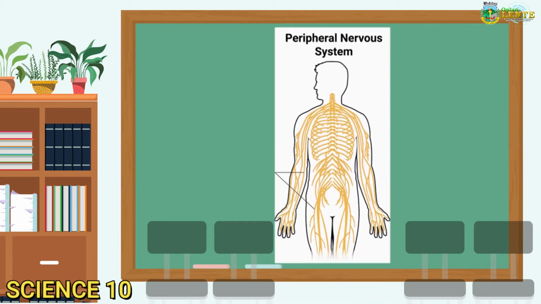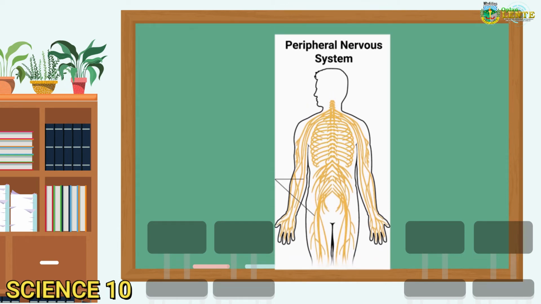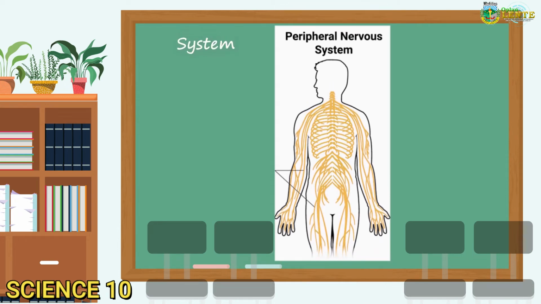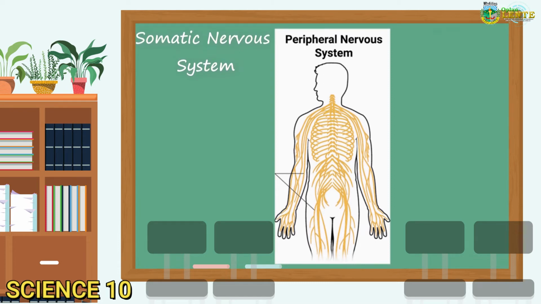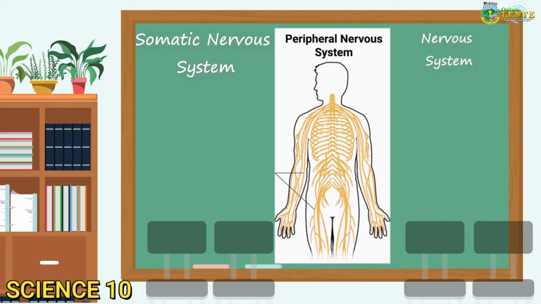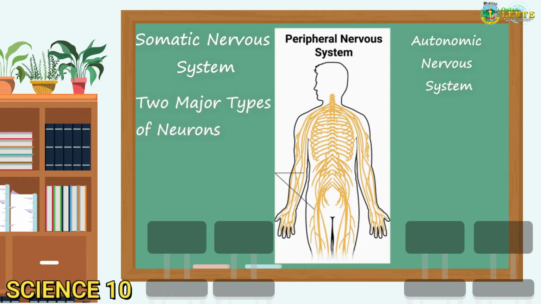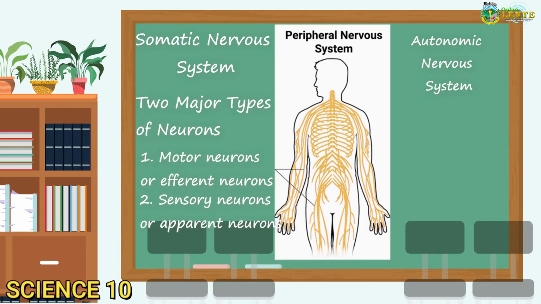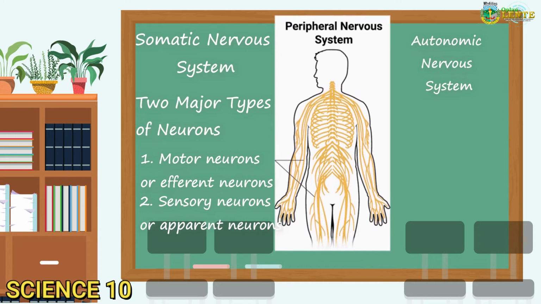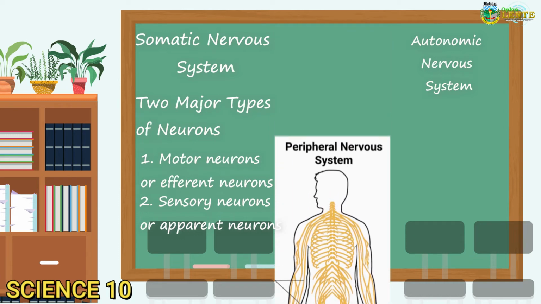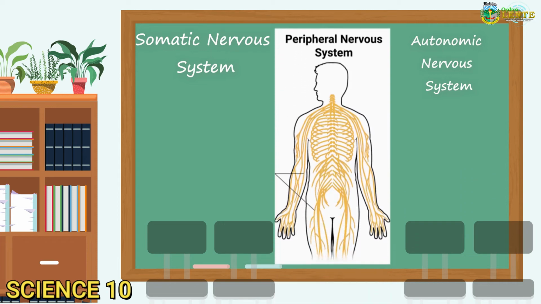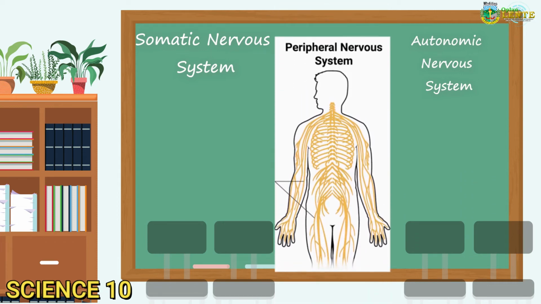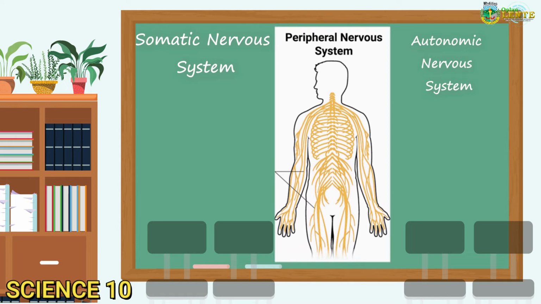The peripheral nervous system itself is divided into two parts: the somatic nervous system and the autonomic nervous system. The somatic system is responsible for transmitting sensory information as well as for voluntary movement. This system contains two major types of neurons: motor neurons or efferent neurons, and sensory neurons or afferent neurons.